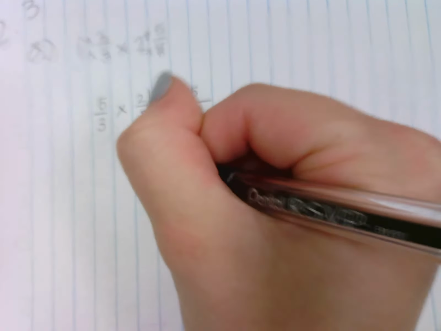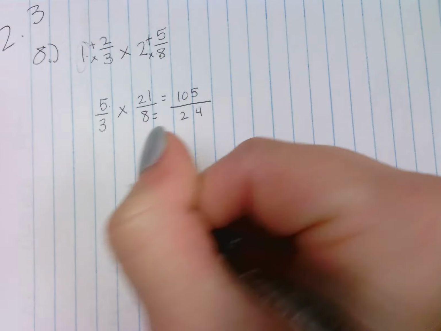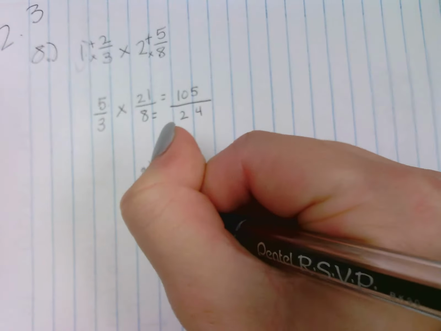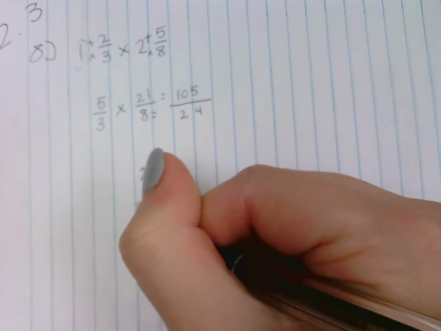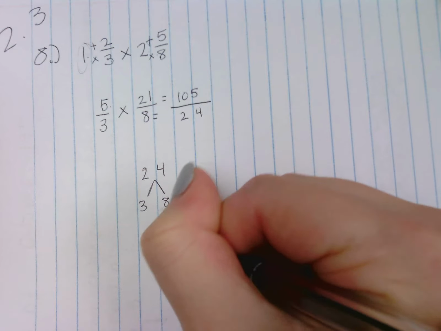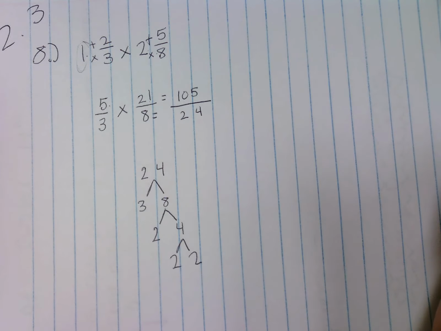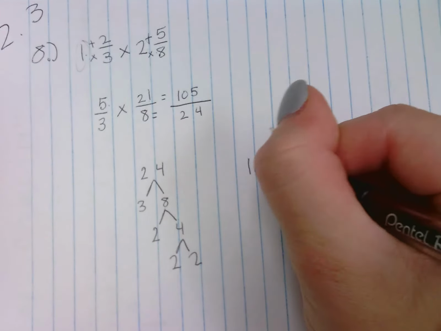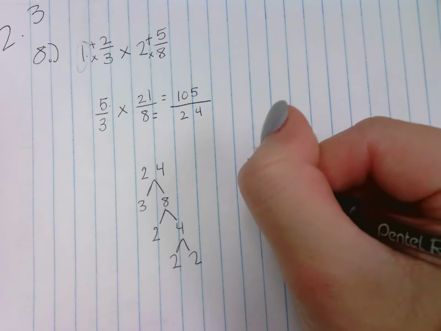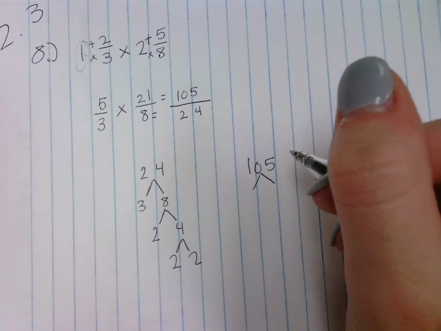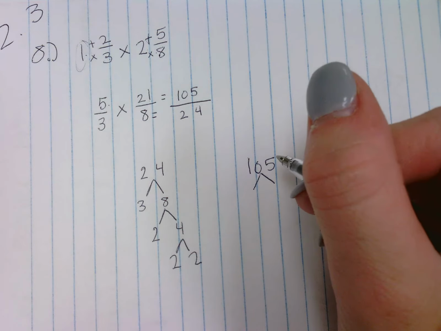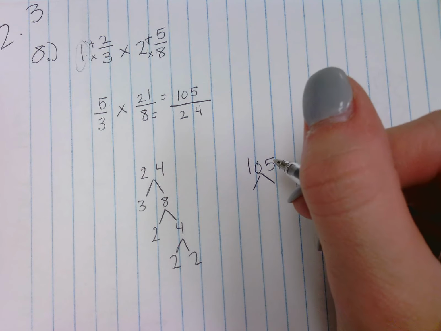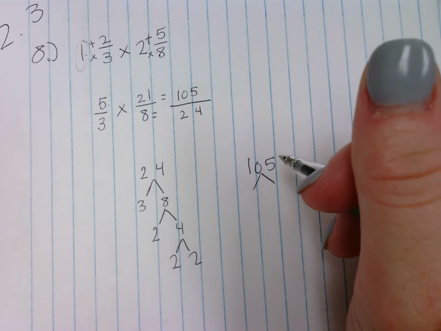I know that 24 can be divided by 3 and 8, 2 and 4 and 2 and 2. That was just a factor tree I'm going to throw out there. 105. Let's just see if it can be divided by 3. Or let's check with 8 first. So I'm going to check on my calculator. 105 divided by 8. Well, that gives me a number with a decimal. So I know that can't go into it evenly.